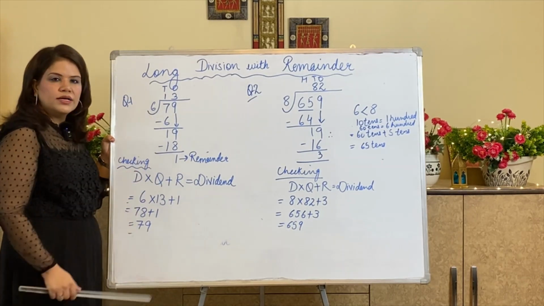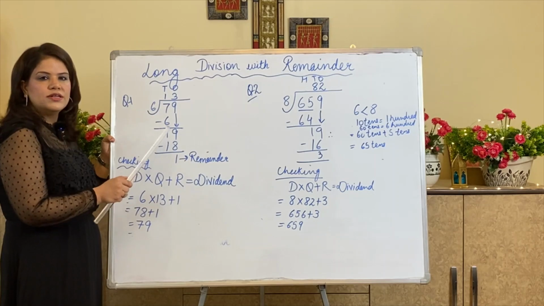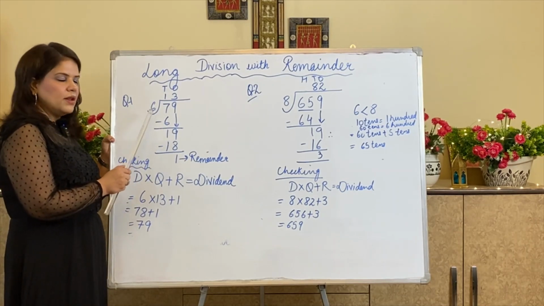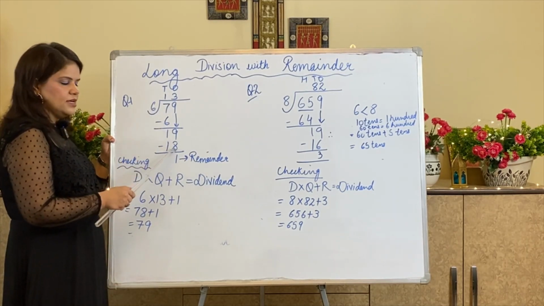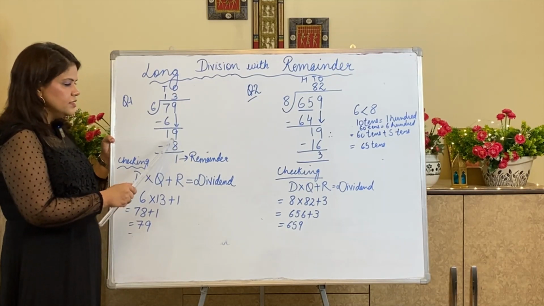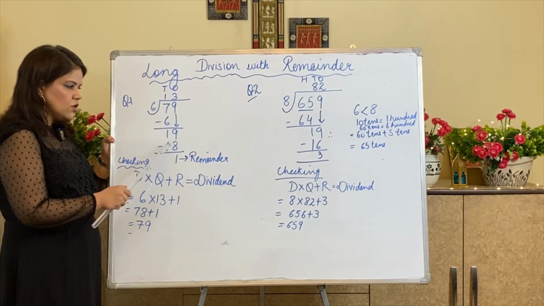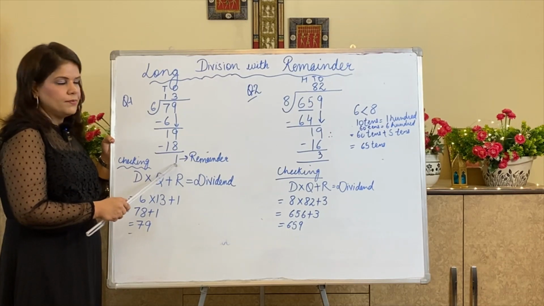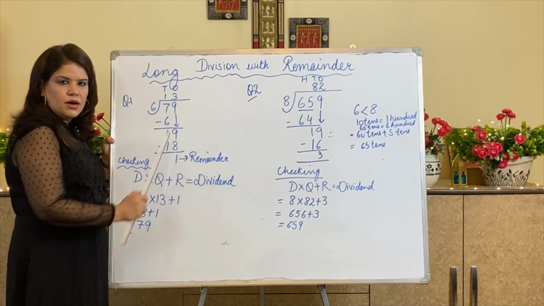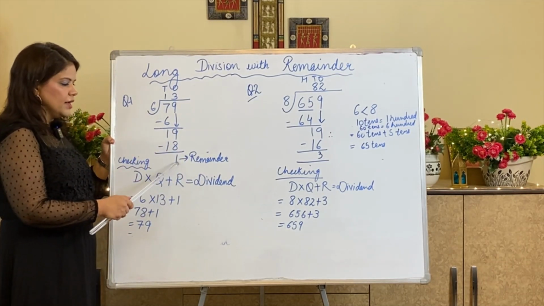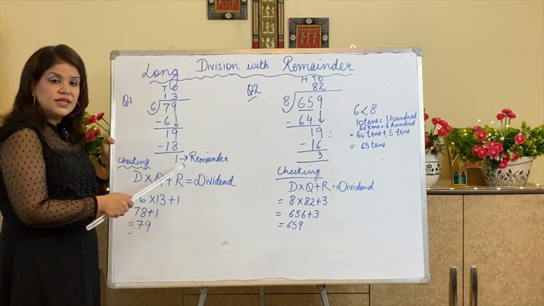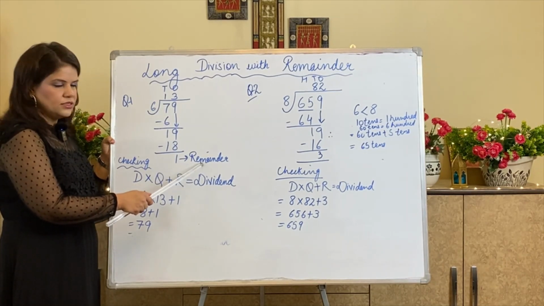Of 6, what is that number which is just below 19? And from the table I know 6 3s are 18, and when I am writing it, I am getting 1 minus 1 is 0, 9 minus 8 is 1. You can see that there is no number after 9, but I am getting 1 left over here. This number is known as remainder.